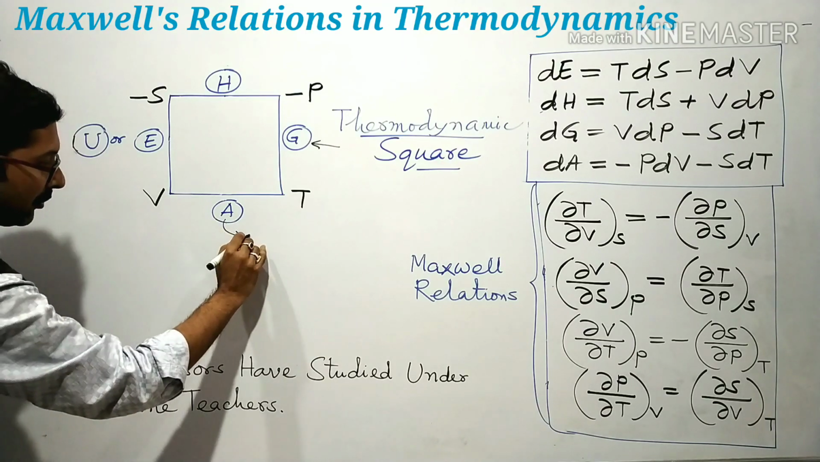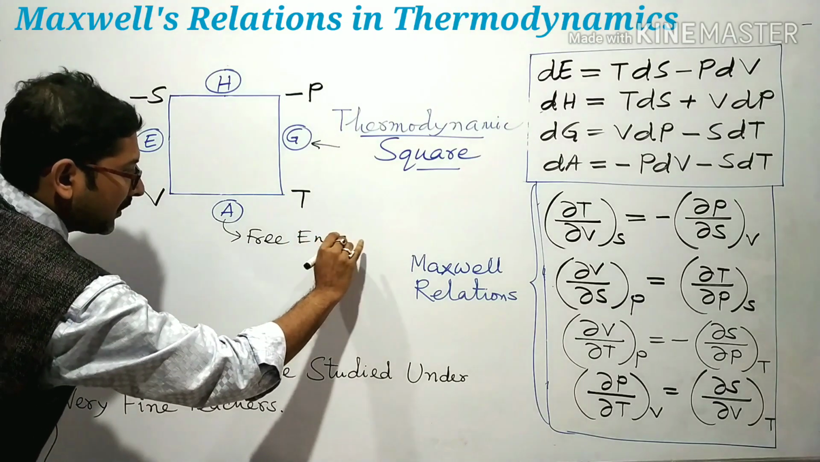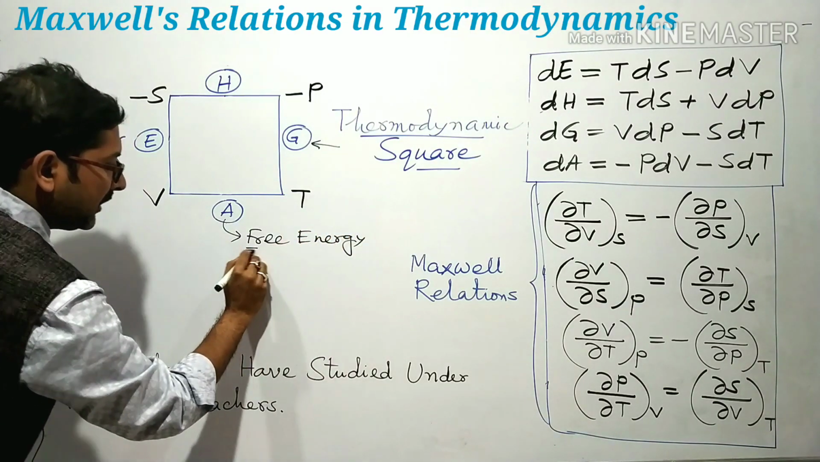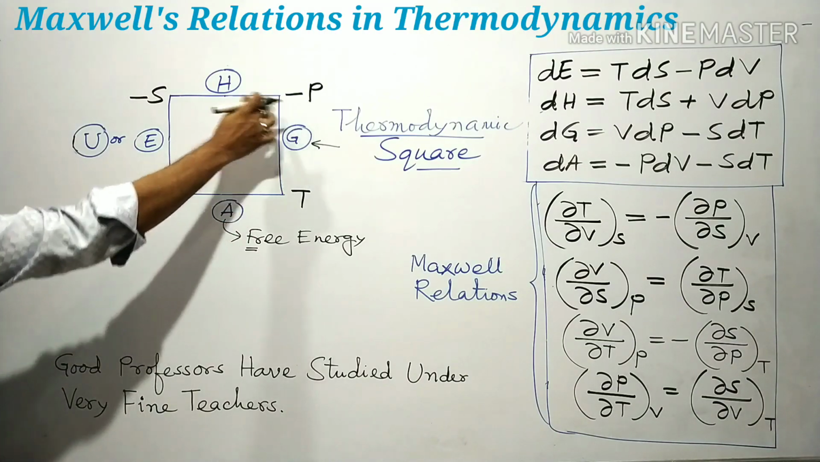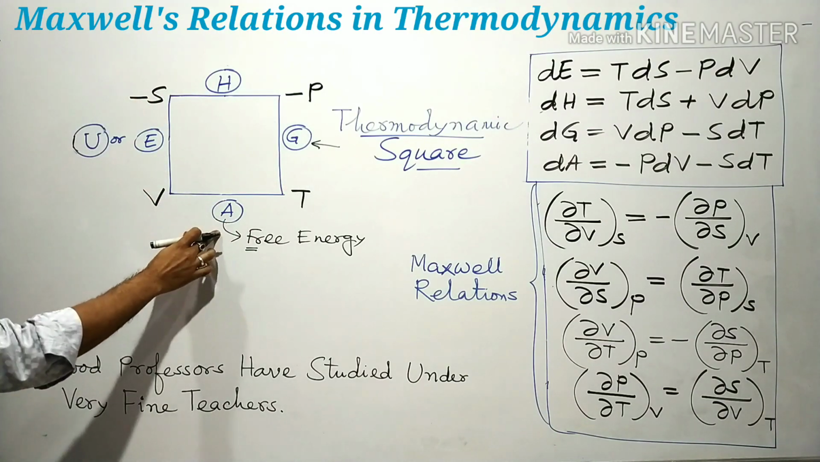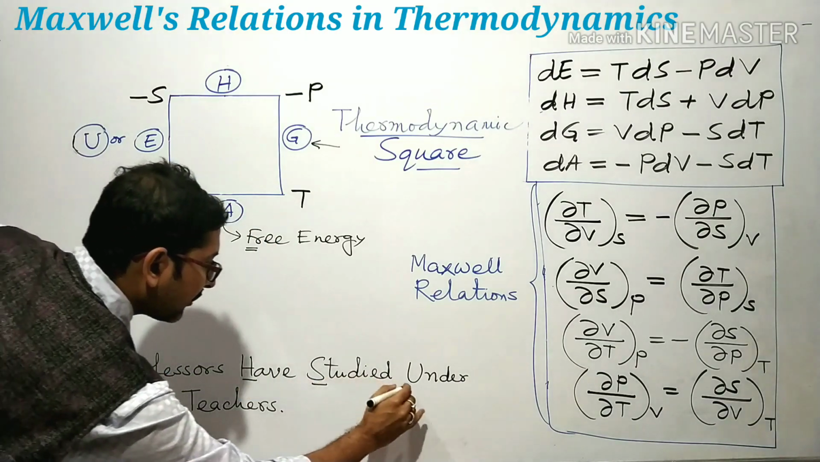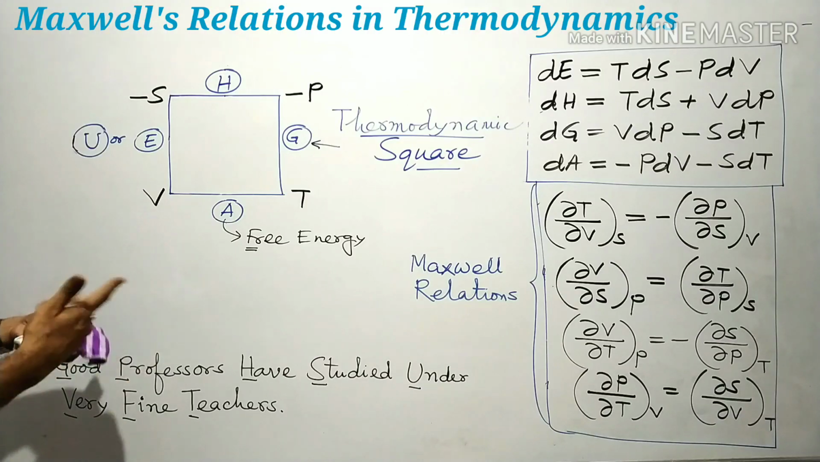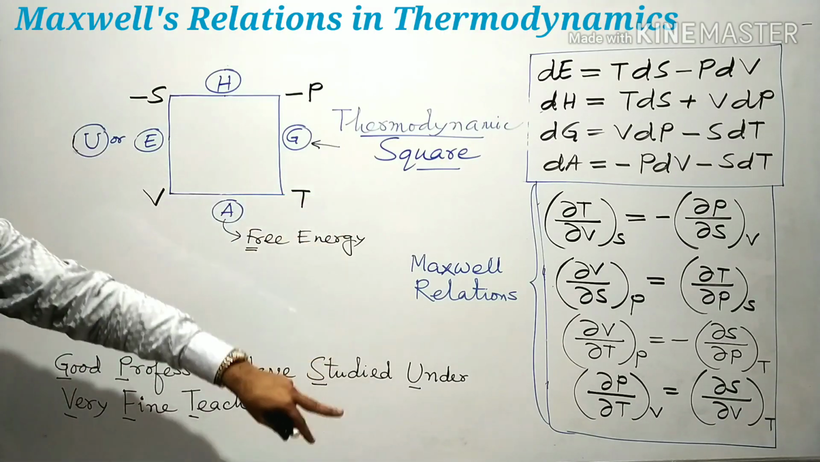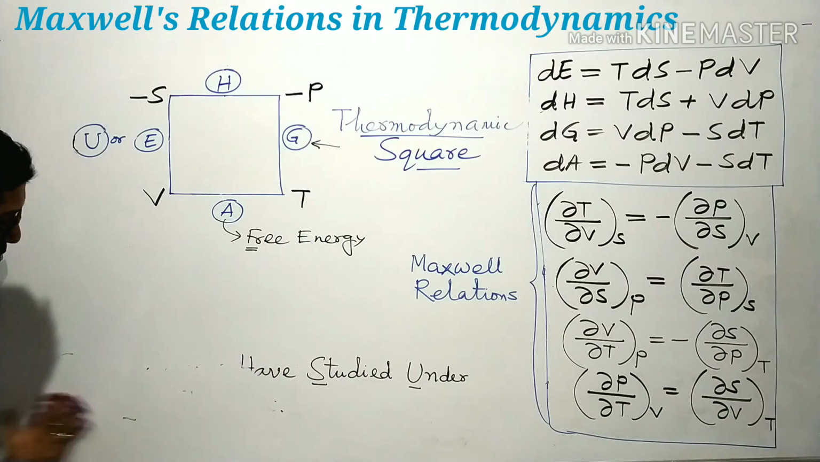Why is it F? Because it is a free energy term. This is Helmholtz free energy. So this is actually F. So good professors have studied under very fine teachers. G, P, H, S, U, V, F and T. So we have to memorize these four relations from this thermodynamic square. Question is how?